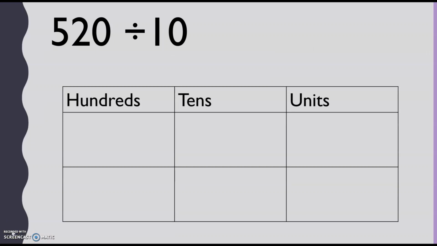So when we multiply, we add on zeros. When we divide, we're going to take off those zeros. Everything is going to move down a place value.